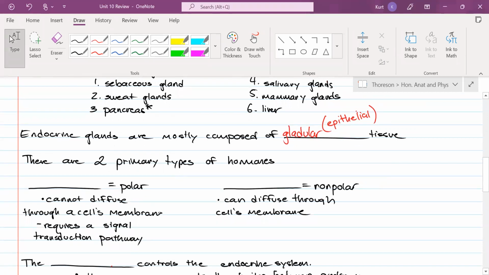There are two primary types of hormones. Which ones are polar? Amino acid based hormones. Good. Non-polar steroid. What are steroids made of? Lipids. These are lipid soluble.